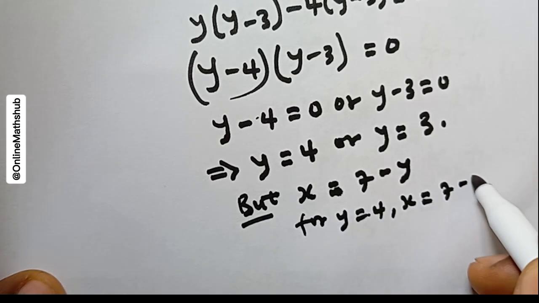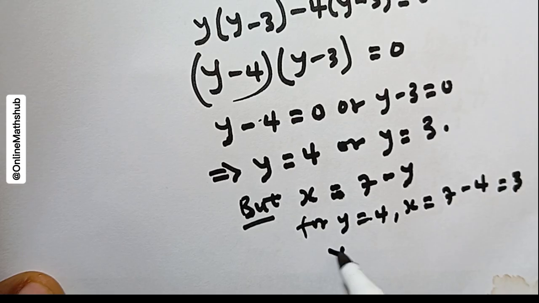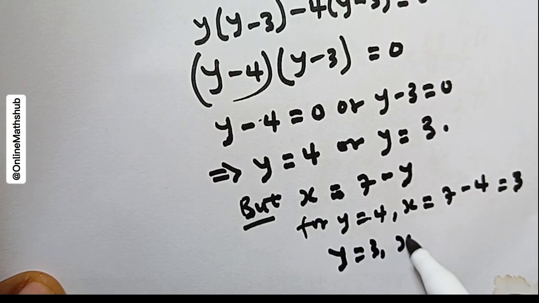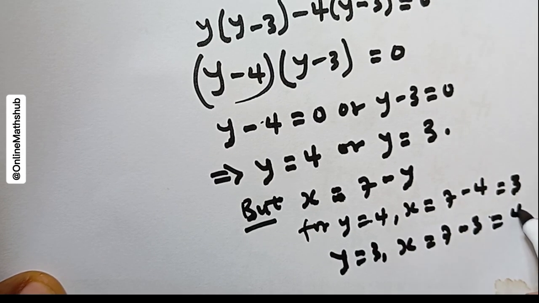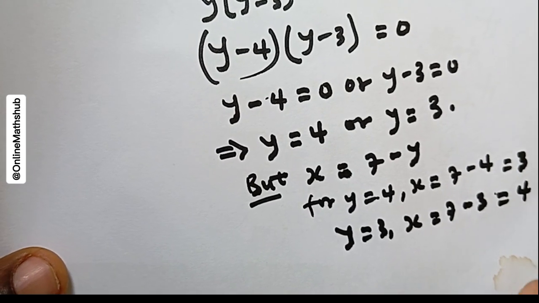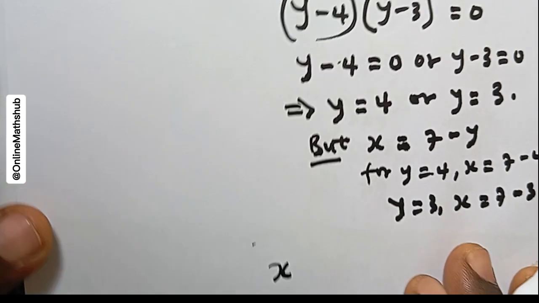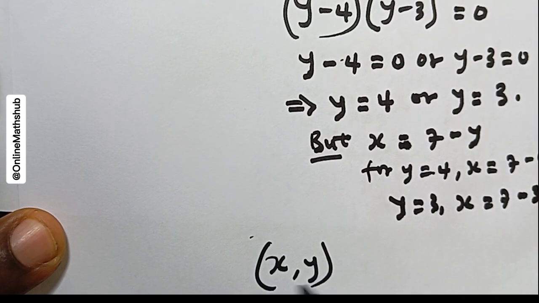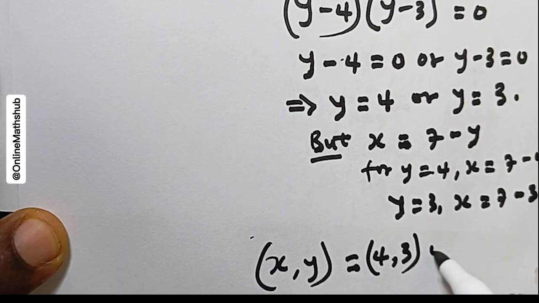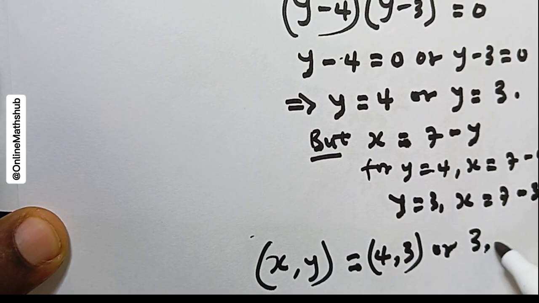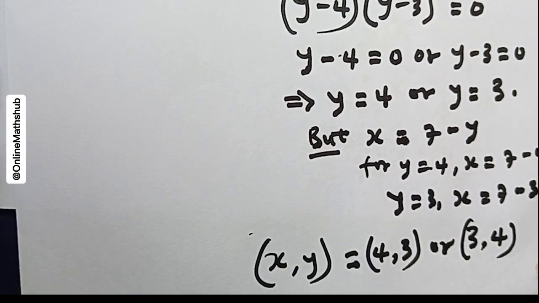So if we replace the values of y, for y equal to 4, our x is going to be 7 minus 4, which is equal to 3. And then for y equal to 3, x will now be equal to 7 minus 3, and that will be equal to 4. So if we write the solution set, we're seeing that x comma y is equal to 4 comma 3 or 3 comma 4.